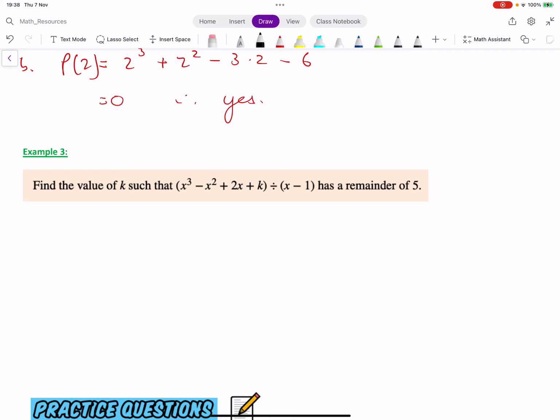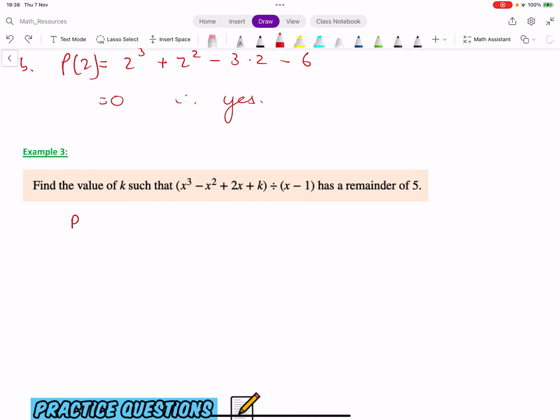Find the value of k. Now one of these exact questions usually will always be in a Year 11 Extension 1 preliminary exam. So you're really setting yourself up by learning this content for next year. So we're finding value of k such that this function, when we do this division, has a remainder of 5. In other words, when I divide that by that, I get 5 as a remainder.